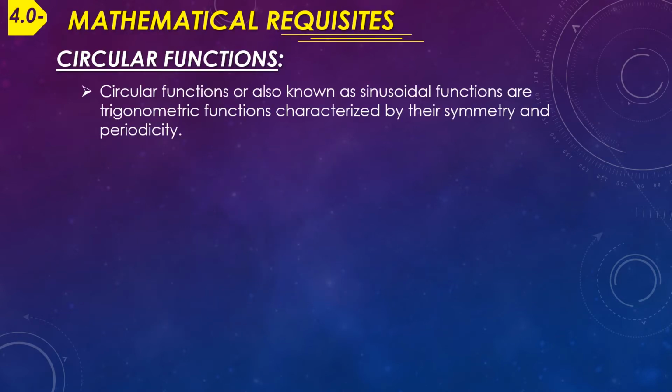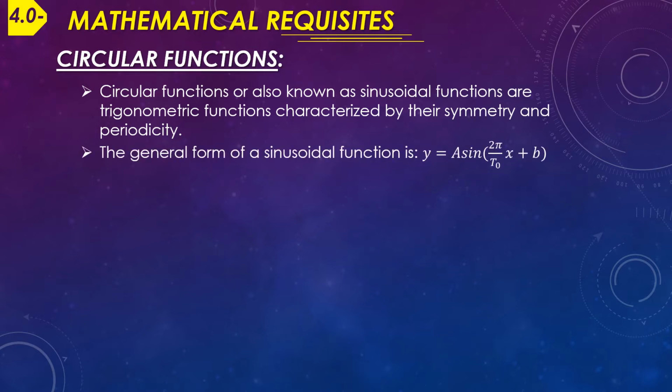A circular function, also known as a sinusoidal function, is simply a trigonometric function which is characterized by symmetry and periodicity. The general form of such functions is usually y equals a sine of (2 pi over T0) x plus b, or a cosine. We can always replace the sine by cosine without any changes. Now, 2 pi over T0 has a name, b has a specific name, and a as well. Nevertheless, sine or cosine are gonna give the same result of periodicity.